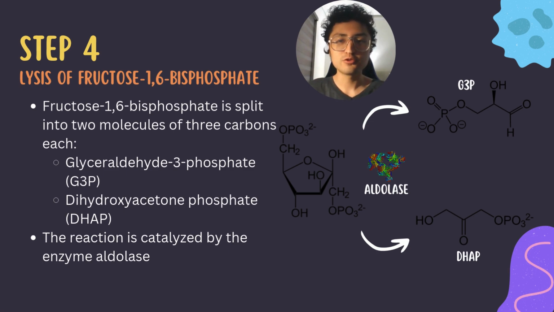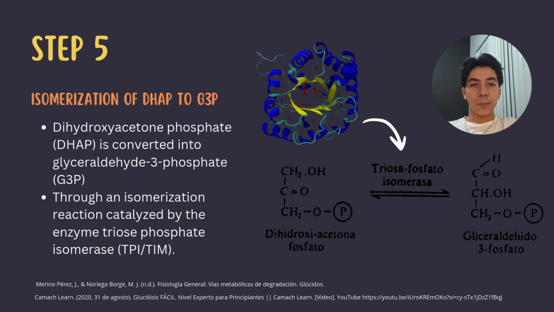During this step, fructose 1,6-bisphosphate is split into two 3-carbon molecules, which are glyceraldehyde 3-phosphate and dihydroxyacetone phosphate. This reaction is catalyzed by the enzyme aldolase. You can see this process more clearly displayed on the right. In the fifth step, we have the isomerization of DHAP to G3P. The dihydroxyacetone phosphate is converted into glyceraldehyde 3-phosphate through an isomerization reaction catalyzed by the enzyme triose phosphate isomerase.